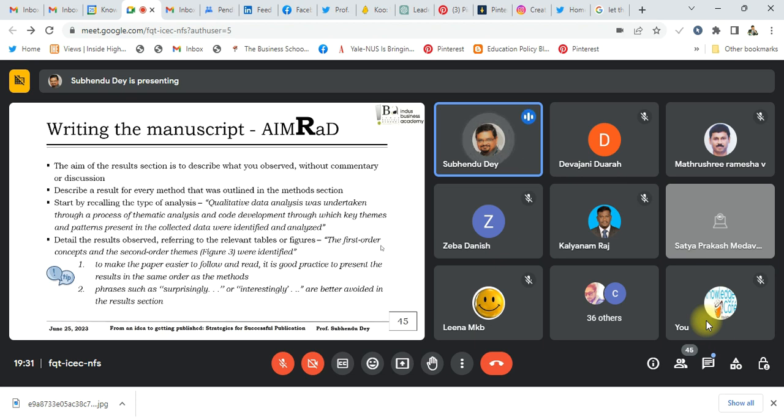many times while we talk, we use words like: Oh, surprisingly, this happened. Do you know, interestingly, this was the result, etc. In the results section, these are better avoided. They create a bias in the mind of the reader. You do not want to cloud the judgment of the reader. The reader is intelligent enough to read and understand what the results are. So please avoid phrases like surprisingly, interestingly. Okay.